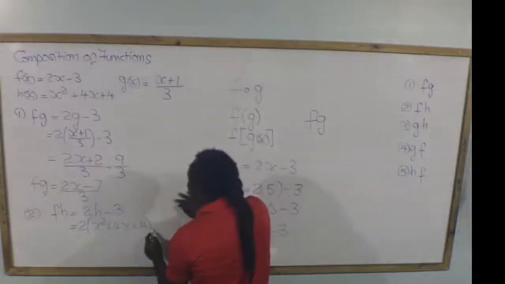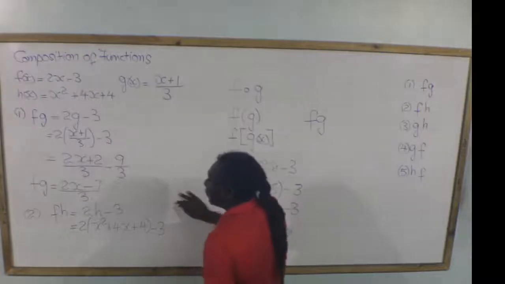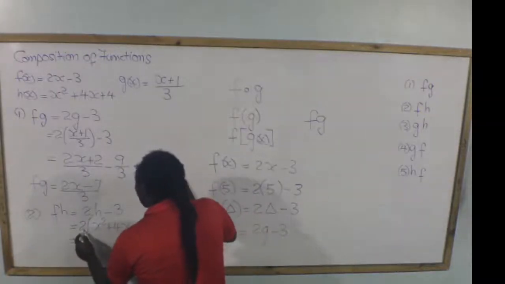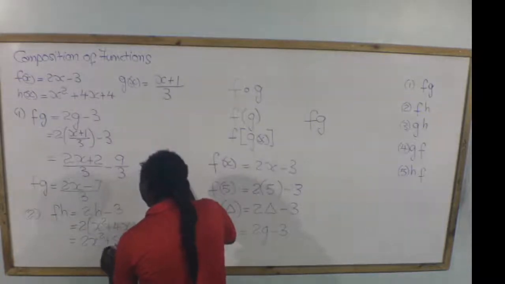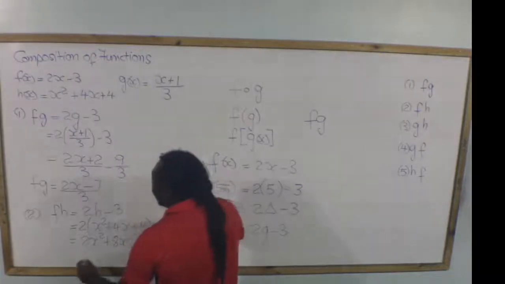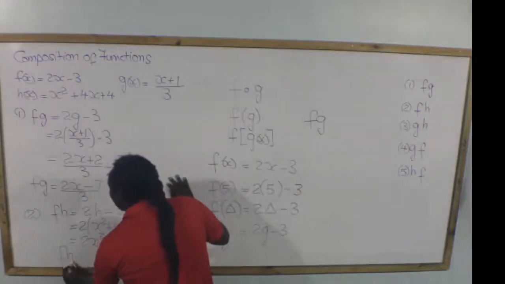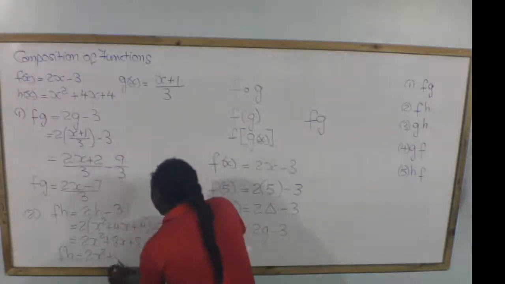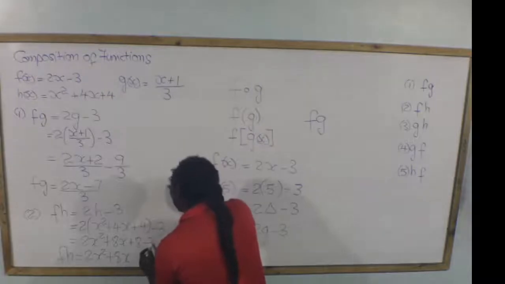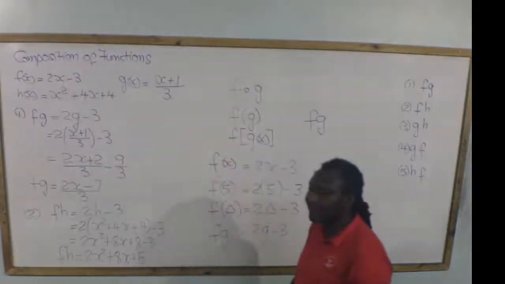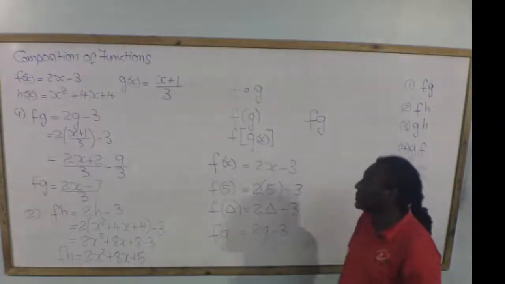Okay, so 2 times h minus 3. So what do we have? That will be equal to 2 times x squared plus 8x plus 8, minus 3. And finally, f of h is equal to 2x squared plus 8x, and 8 minus 3 is 5, and we are done. So that's your f of h.